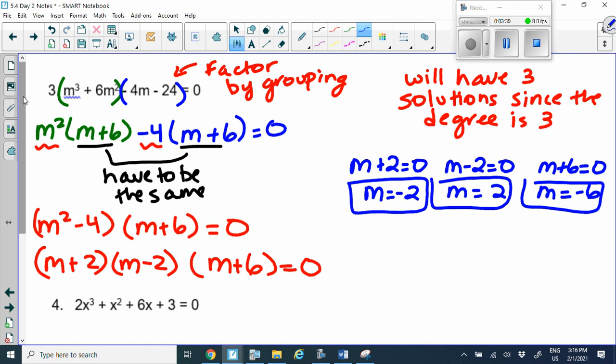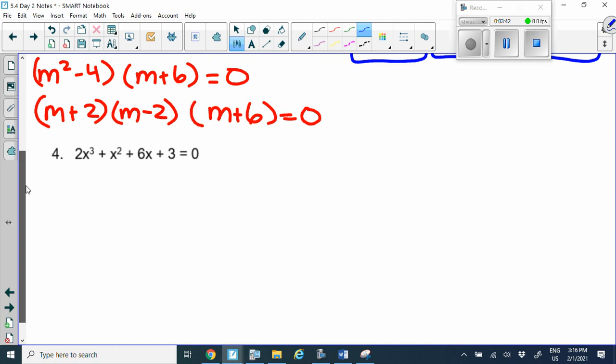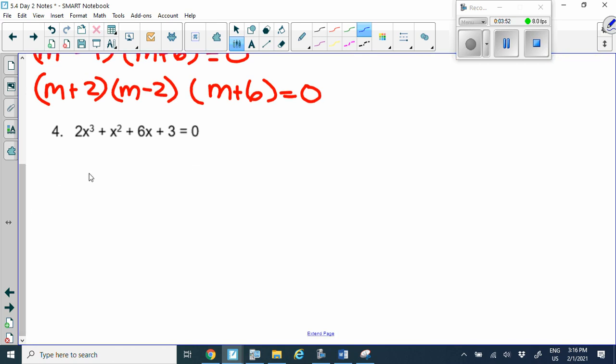Okay, let's go ahead and do example 4. I would like you guys to actually go ahead and pause the video and try example 4 on your own. Okay, let's see what you got. So notice here, once again, we have 4 terms, and our largest exponent is a 3. This means we are going to factor by grouping.